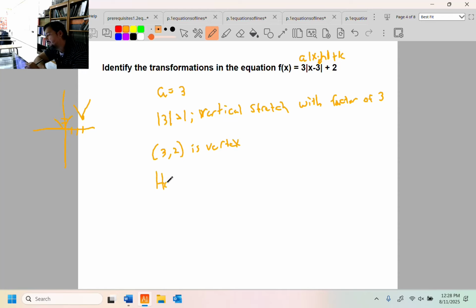So we have horizontally shifted right 3. You might also see somebody say translate right 3. And we have vertically shifted up 2. And those are the transformations that are present in that equation. Again, pause if you need to pause.